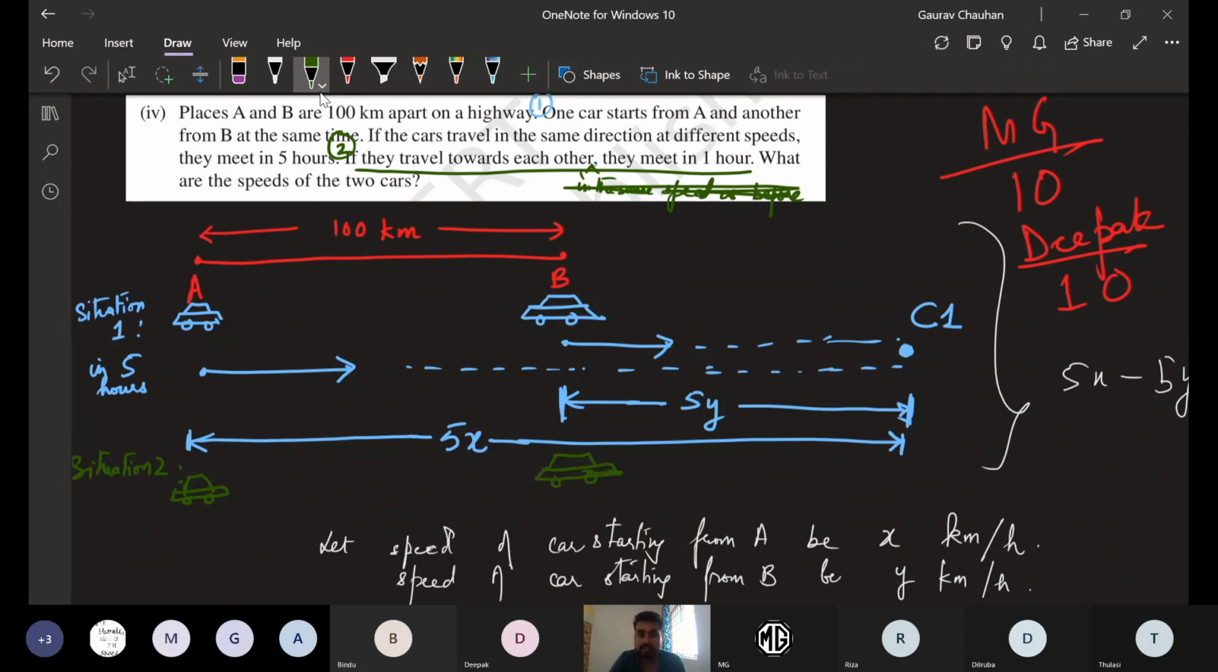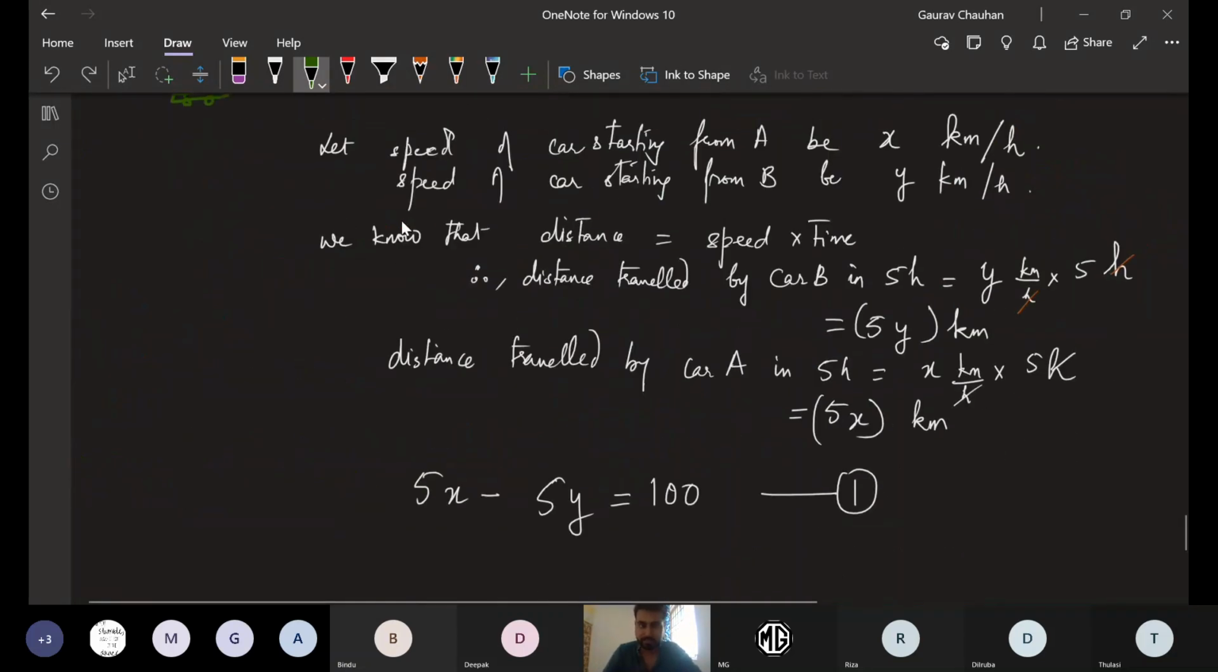They are traveling towards each other. Basically, they're traveling in opposite directions, but towards each other. They meet in 1 hour. So this distance they are covering in 1 hour. Who can do all these steps for this situation now? Who would like to do that?